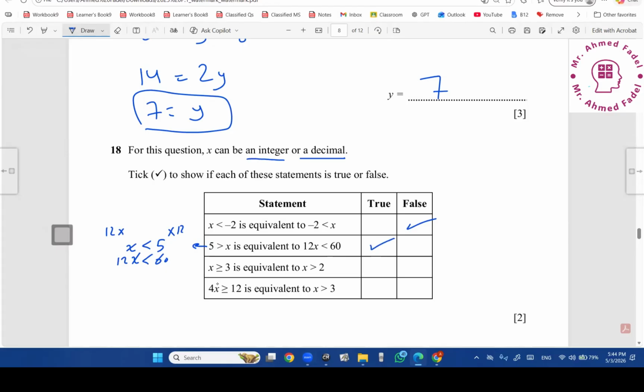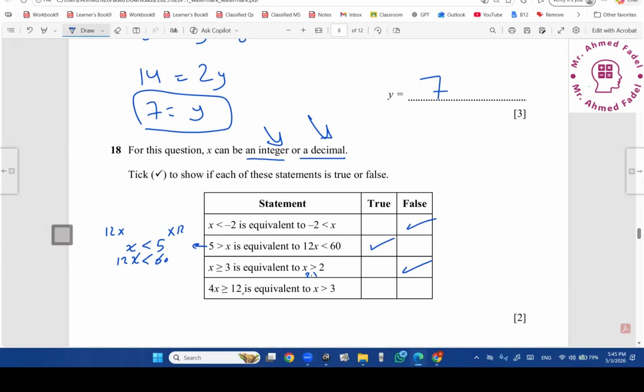This is true. Here in this one, x is greater than or equal to 3 is equivalent to x is greater than 2? Well, no, this is false. Why, mister? Because greater than or equal to 3 starts from 3, but greater than 2 doesn't start from 3. It could start from 2.1, which is not the same as this one. This one starts from 3, but this one could start from 2.1. That's why they said to you it could be an integer, it could be a decimal.